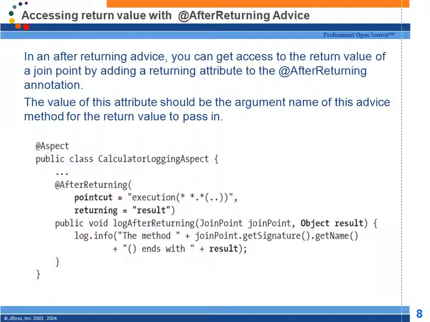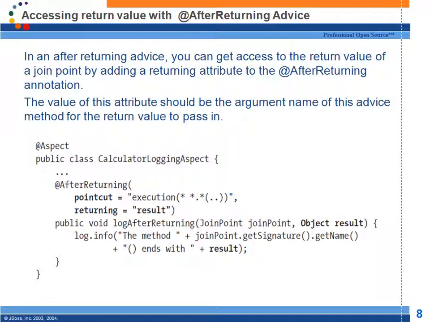So you should be able to access the return value. To access the return value, in the AfterReturning annotation you can specify pointcut equal to something, and returning equal to a string. Whatever string you give here has to be the parameter name inside this method. By using that, you can access the result. Let us try the same thing and try to access the result.